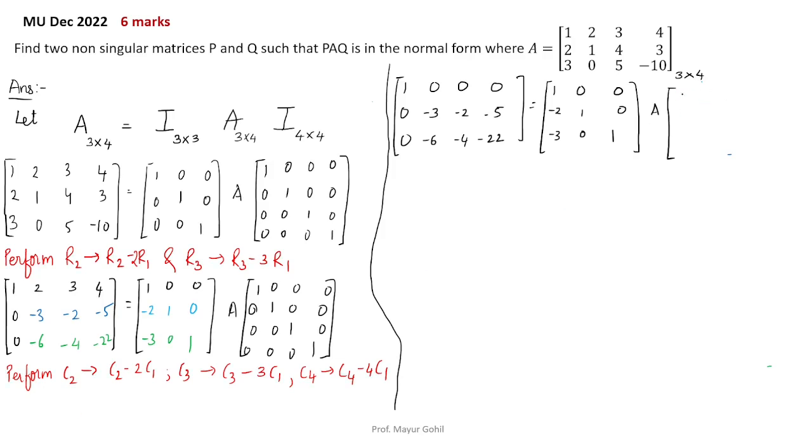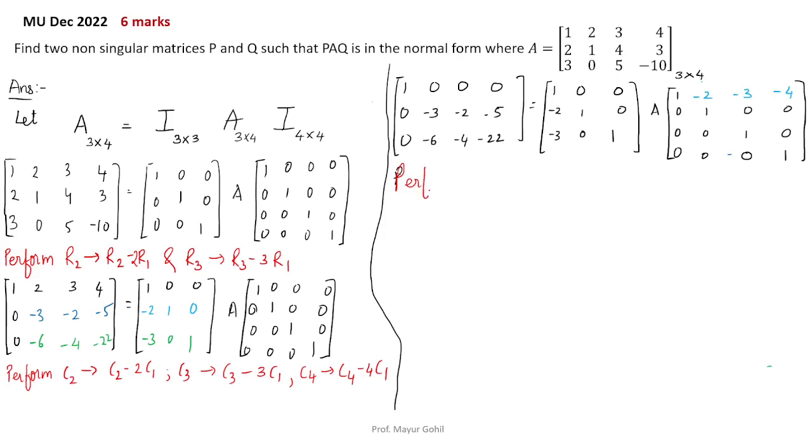So the first column has no change. The change will all be seen in the first row now. When C2 changes to C2 minus 2 C1, here it will be minus 2, here it will be minus 3, because C3 is changing to C3 minus 3 C1, and then C4 is changing to C4 minus 4 C1, so there is minus 4. That's all you will have there, and all other entries will remain the way they are. Okay, so this is how it works.